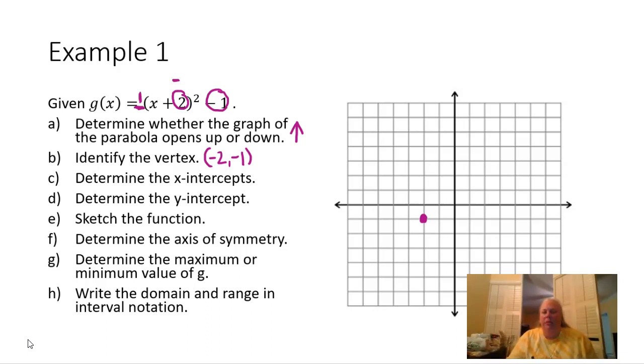Well, the x-intercepts are the numbers you get when y is equal to 0. So we're going to take our function here. We're going to put 0 in instead of g of x, and we're going to set it equal to x plus 2 squared minus 1. And I am going to add 1 to both sides here. And this is going to give me 1 equal to x plus 2 squared. And then to eliminate the square, I am going to square root both sides. And don't forget, we want the plus minus out here.